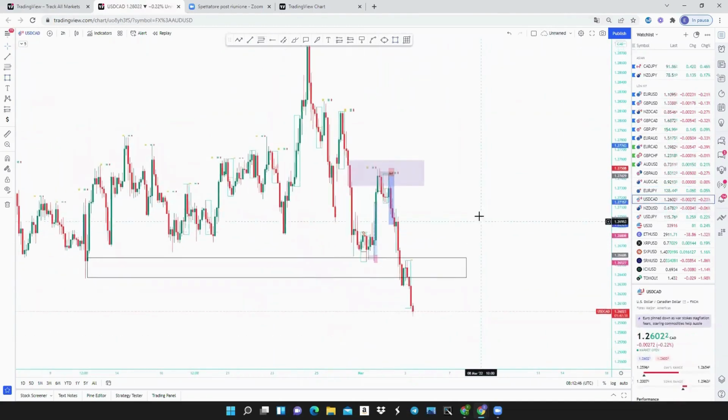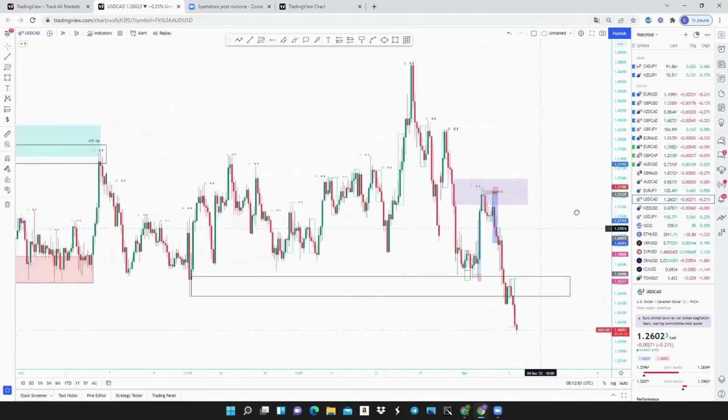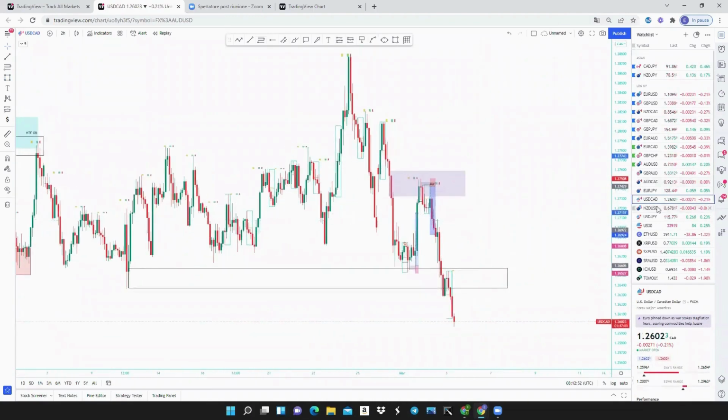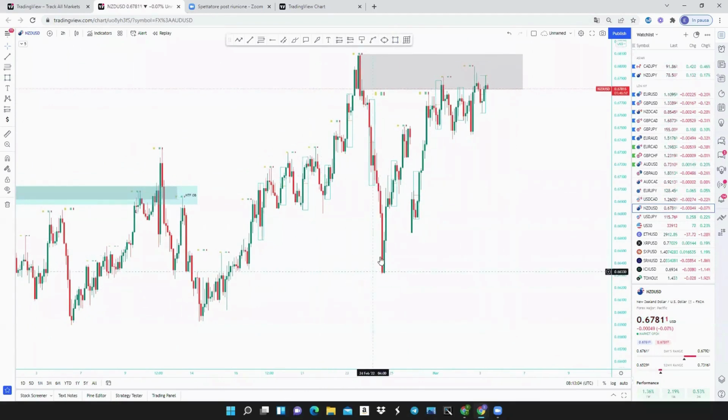USD/CAD just straight in a downtrend. Yes, just like GBP/CAD. NZD/USD actually. Let's see NZD/USD, finding something that looks interesting at least. Supply area. Here, this move from the supply area is really, really strong.